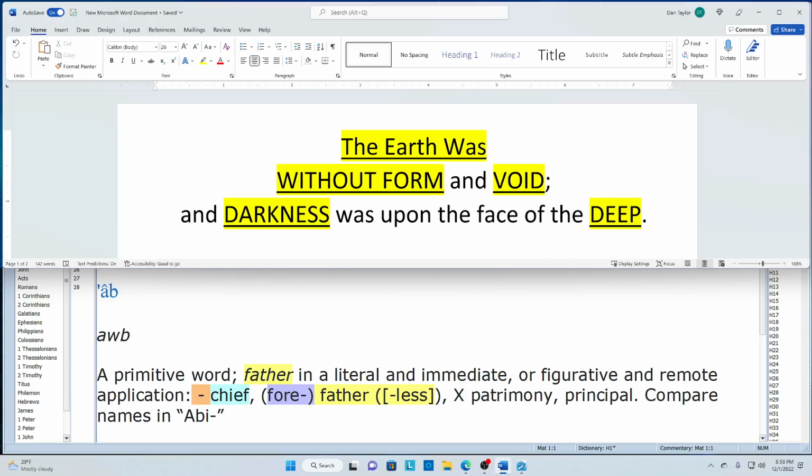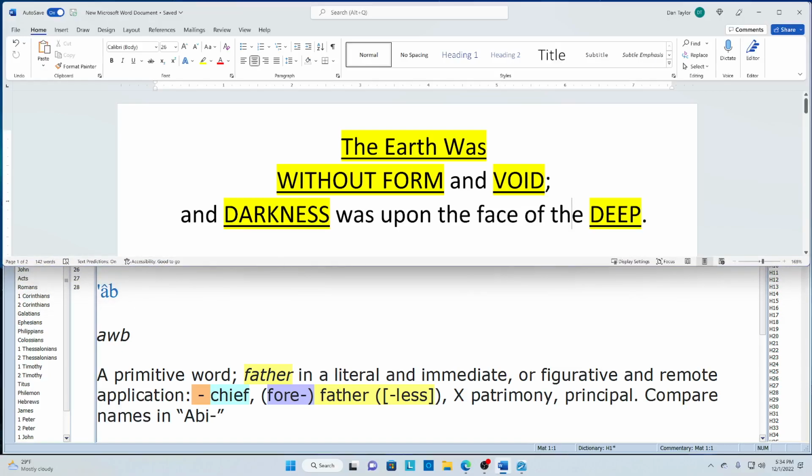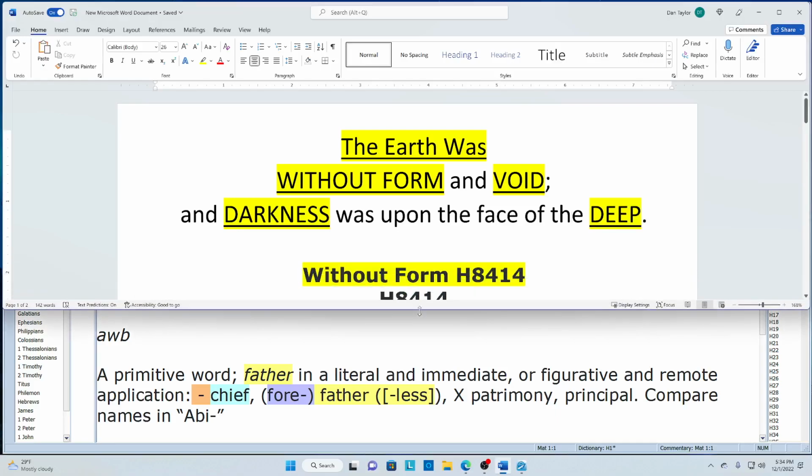So just close your eyes and think about that for a second. Nobody was here. There was no life form on it, no human life form or anything. There was no sun, there was no moon, no stars, no nothing, and it was just the earth. The earth was without form and void, and darkness was upon the face of the deep. Just picture that in your mind for a little bit. No sun, utter darkness, just a completely dark, without form and void place. So we're going to learn what that means.